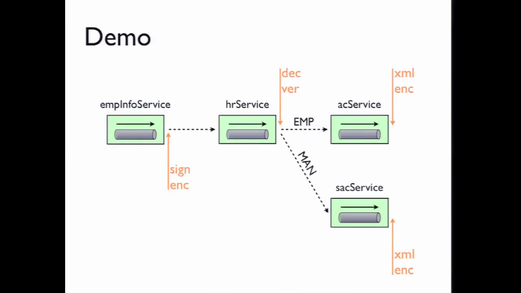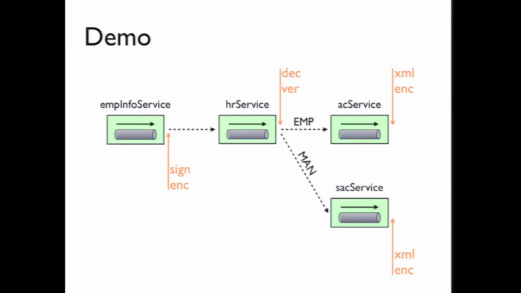So let's have a look at our initial demo project and let's secure it. The first thing I want to do is, well, we have this employee info service which takes the message, signs it, and encrypts the complete message body using crypto data format. It then passes along the message to HR, which decrypts the message, verifies it, and then the same decision as before is made if your employee accounting service gets called.